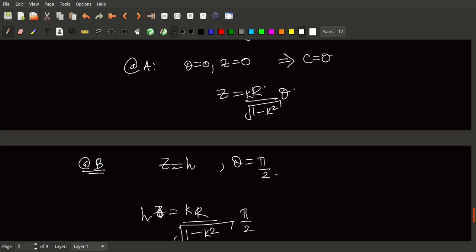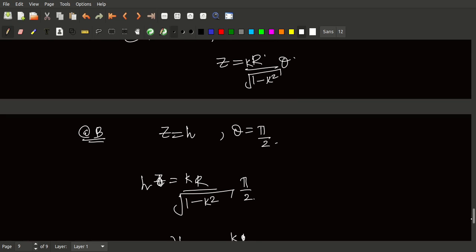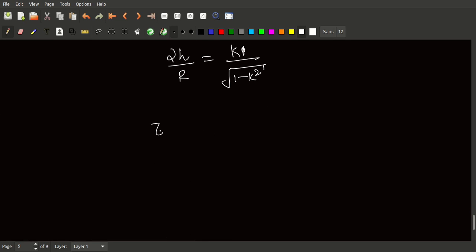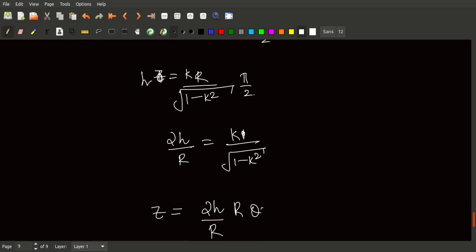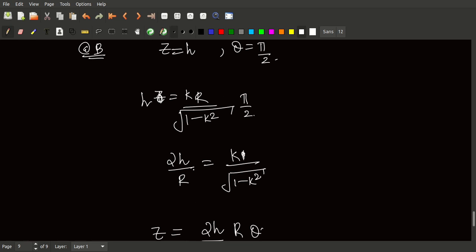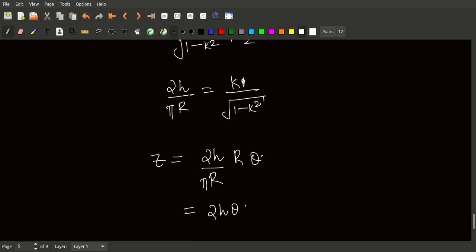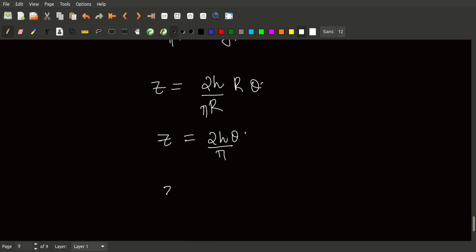Now let's substitute this value in the equation. So what we'll get is z equal to 2h upon pi R into R theta. So R and R cancel. So this will become 2h theta. Oh sorry, there is a pi I am missing here. I have to take this pi also here. That will be pi coming here. So this is my z. So what will be z dash? z dash will be equal to 2h upon pi.